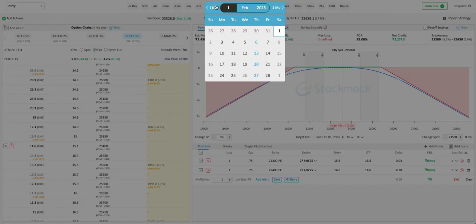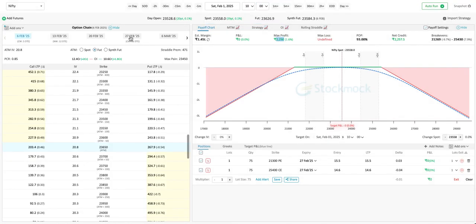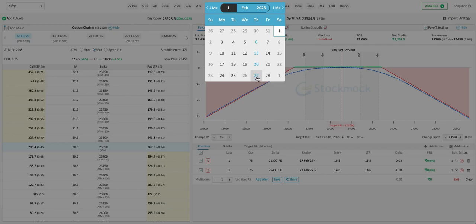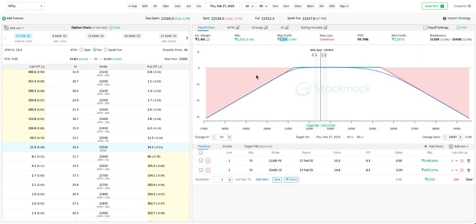So let me go back to this date, and the contract is actually expiring on the 27th. So I am moving to the 27th, and I can see I have received 2212 rupees, which is the amount I was looking for. So I have received that. So it is good and cool. Thinking like this, it seems a nice way to earn money, but it is not that straightforward.